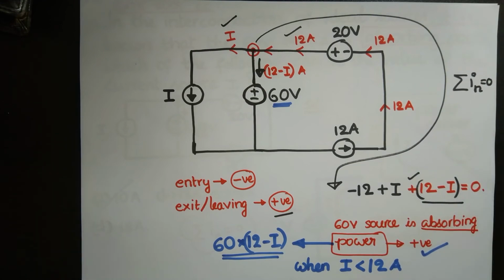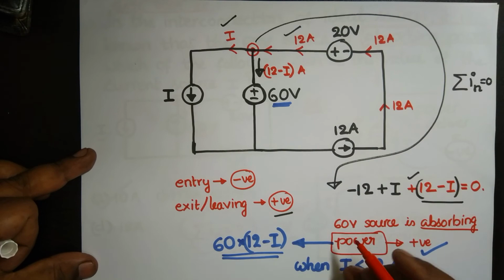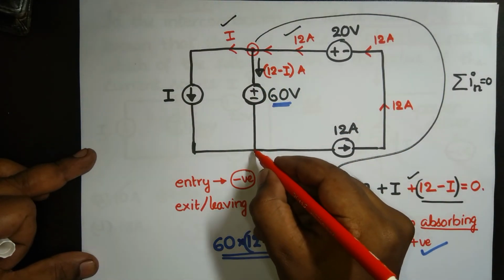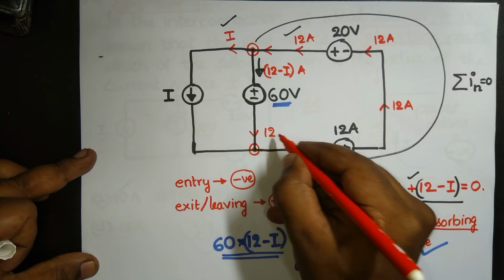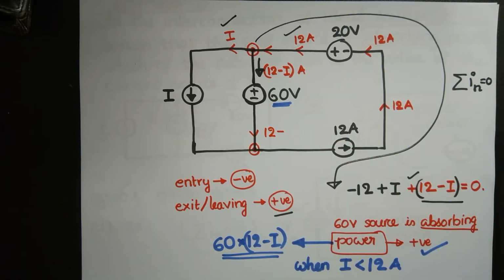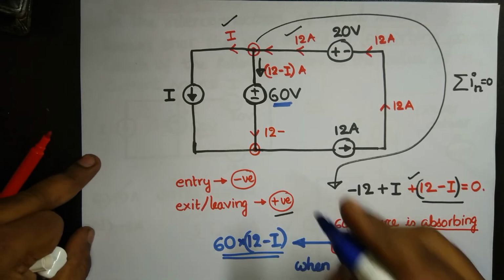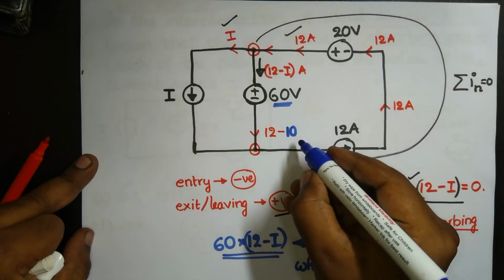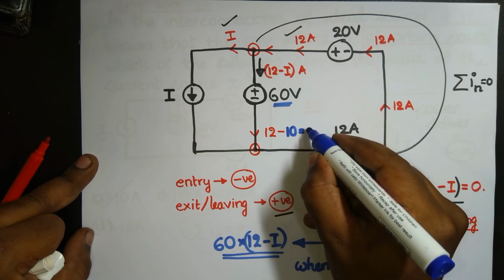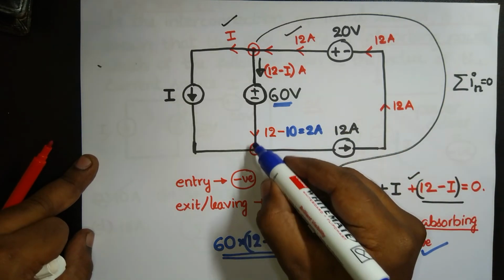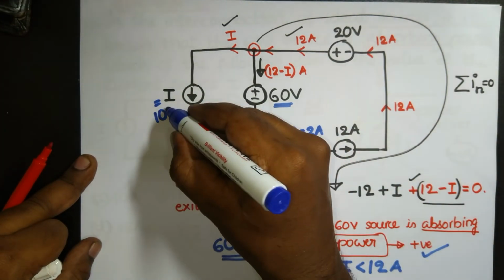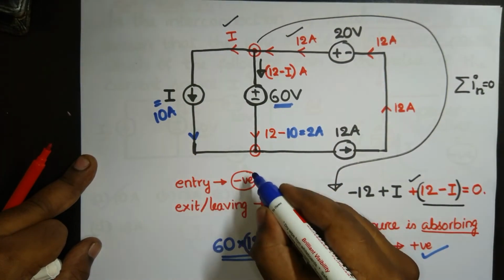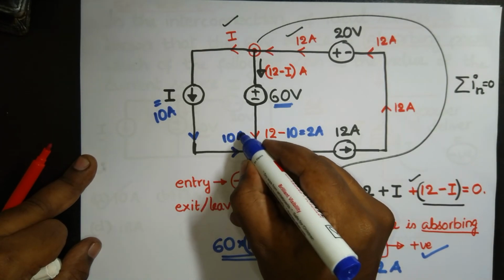Coming back to this latest page, again here we have a node. If we take I equal to 10 amperes, one of the options, let me take I equal to 10. So what do we have now? We have 2 amperes entering here, and now we understood I must be 10 amperes. So here we have 10, and again we have 10 amperes here.